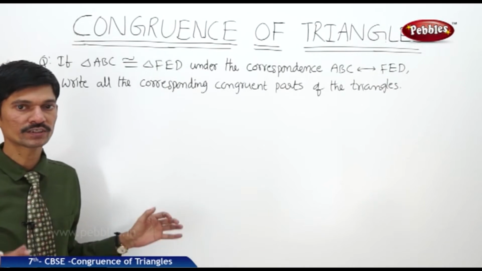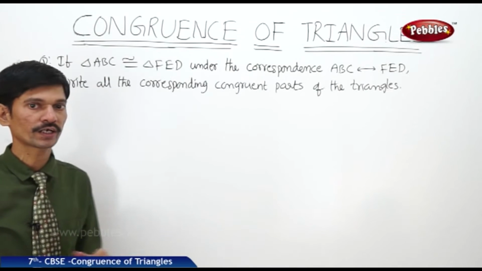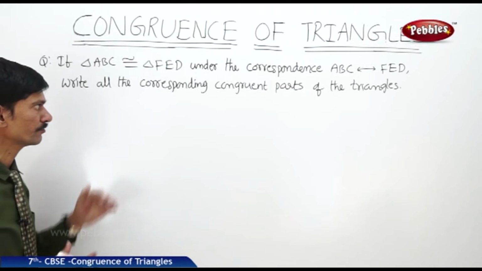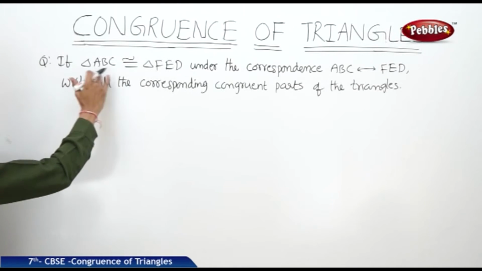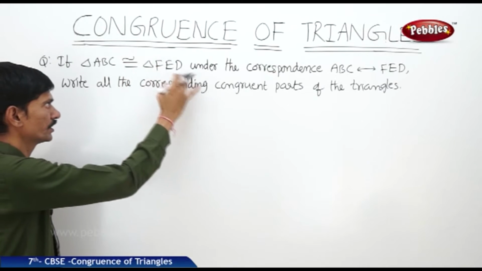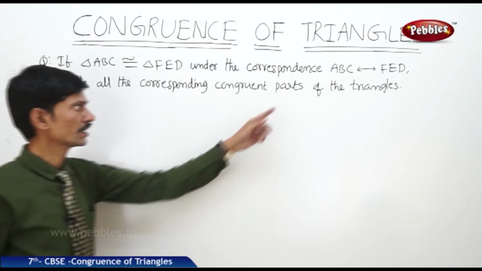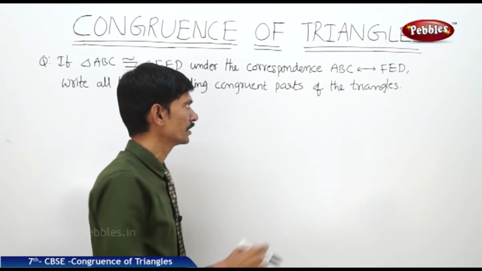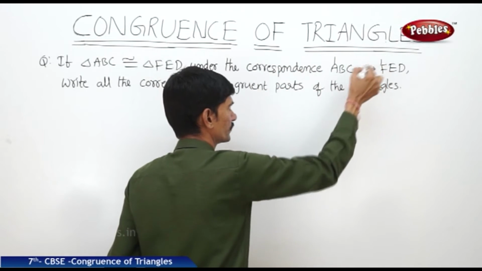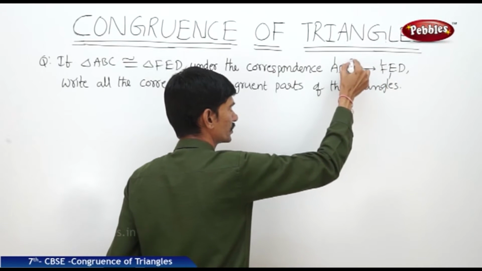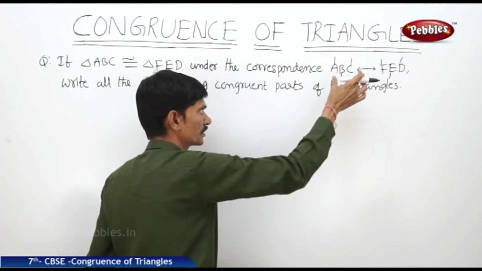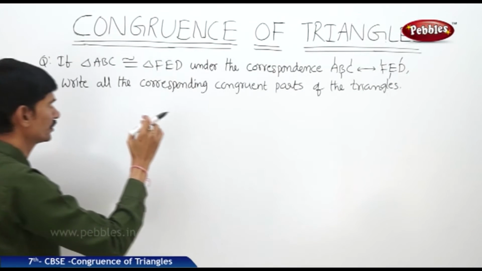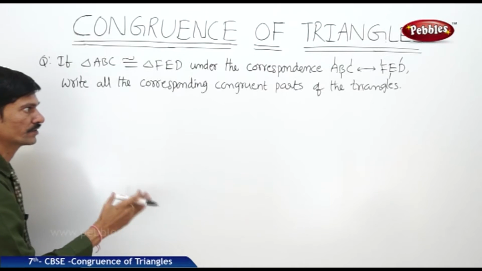So far we have discussed what is congruence criterion, and what are congruent line segments, congruent angles and also congruent triangles. Now let us solve a few problems. In the first question, if triangle ABC is congruent to triangle FED under the correspondence ABC corresponds to FED, the order is very important here. Here A corresponds to F, B corresponds to E and C corresponds to D. So when there is correspondence between ABC and FED, write all the corresponding congruent parts of the triangles.